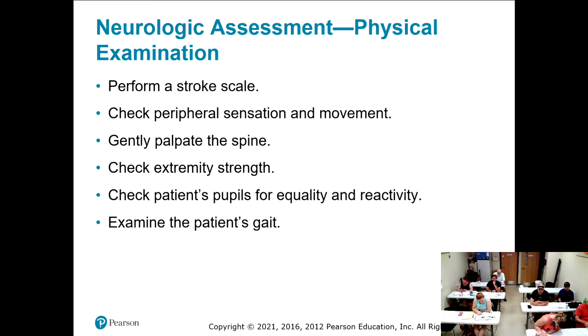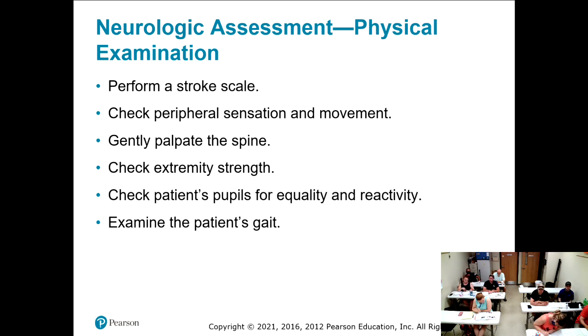We want to check for peripheral sensation and movement. Are they able to move everything normally? We'll ask them to squeeze our fingers, push against our hands like a gas pedal, pull up with our feet. Everything should be equal. If one side's weaker than the other, that's not good. We don't want that. You want to note that.